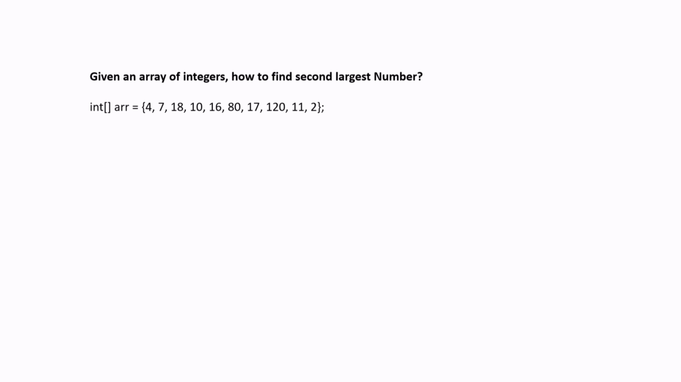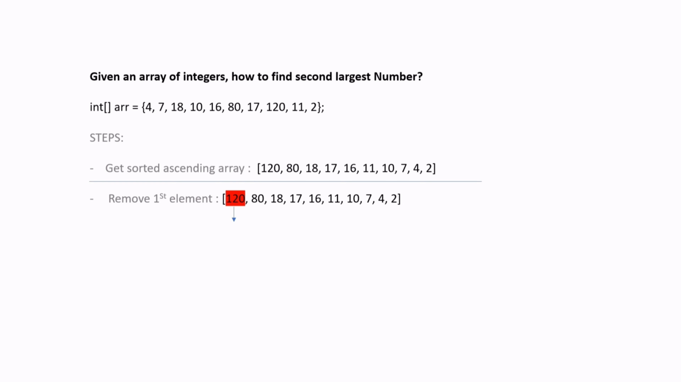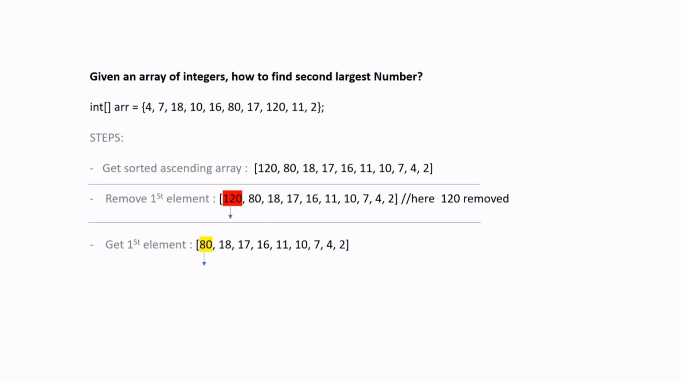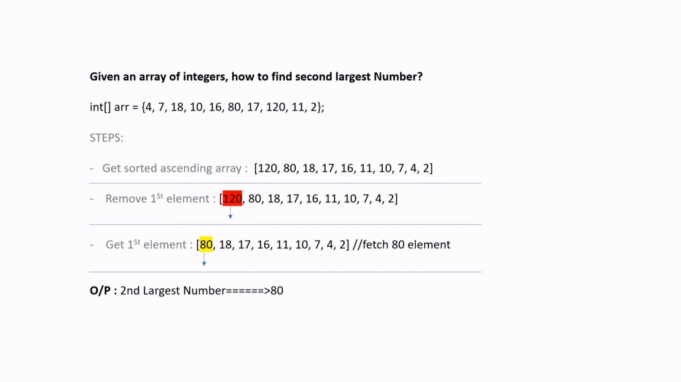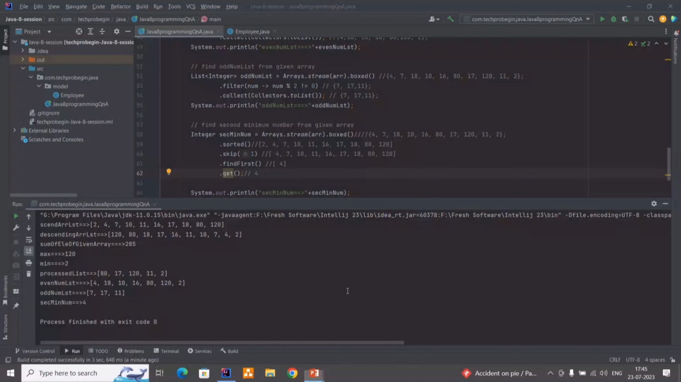Okay, let's see step by step in the presentation. First, get the descending sorted list, just like this: 120, then less, 18, 17, like this. And then as part of the next step, we need to remove the first largest element. 120 we remove, and from the remaining list we need to fetch the first element. Okay, and in the result we expect 80. So jump to next IntelliJ.